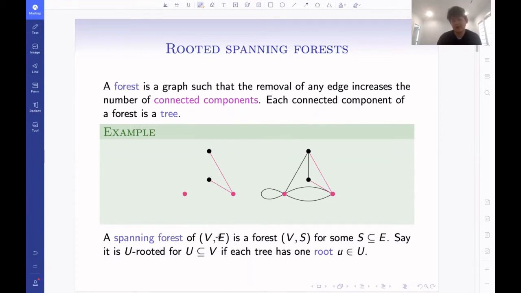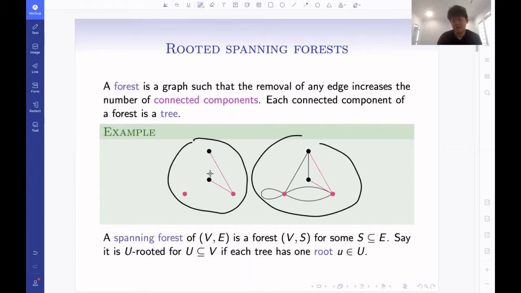A spanning forest of a graph (V, E) is a forest (V, S), so it has the same vertex set, but its edges come from a subset of the edges of our original graph. And we say that a spanning forest is U-rooted for some subset U of the vertices V if each tree has 1 root in U. Here, this is a spanning forest of this graph because we just took edges from this graph and the vertices are exactly the same. You could say it's U-rooted if U is the magenta vertices, because a choice of roots is just a choice of vertex in each connected component.